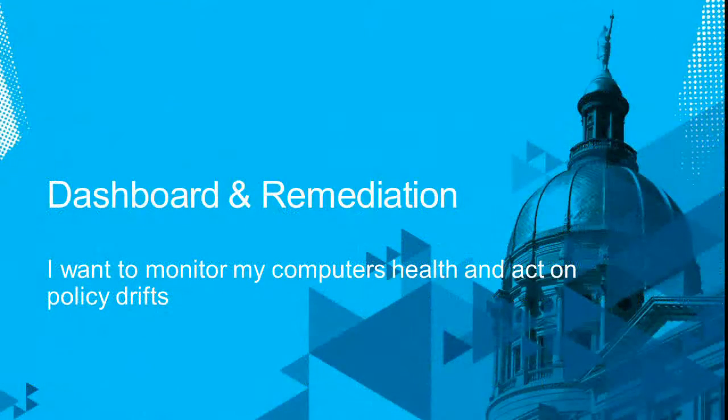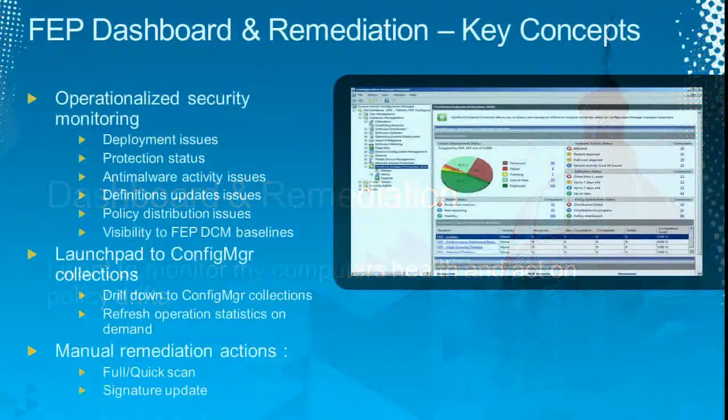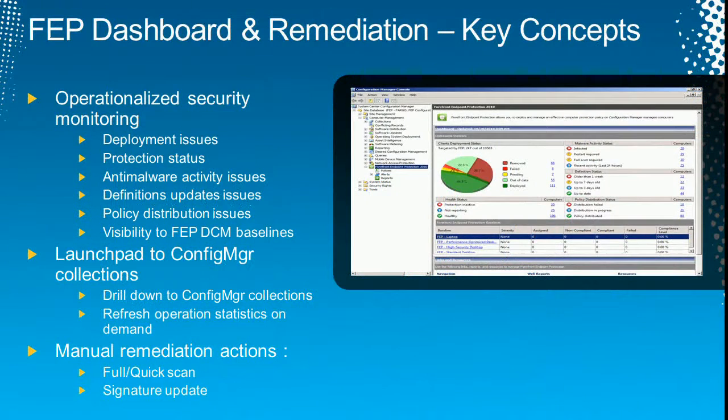So, dashboard remediation: I want to monitor the health and act if policy drifts. We have the FEP dashboard. It's the single pane of glass that you've heard us talk about. This allows the desktop management folks to see deployment issues and protection status, a quick overview at a glance. It provides nice breakouts. All of the links in there are active, and most of the time they go back to a collection.